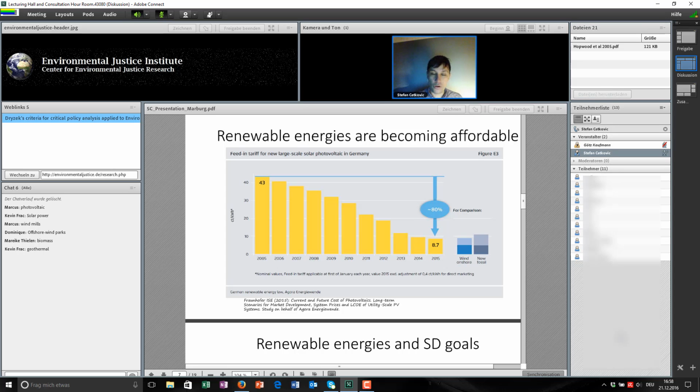And even now, the new auctions for these large solar power plants in Germany and Denmark show that the cost of solar electricity is decreasing further. So the new auctions are showing that the prices were even slightly below 5 cents, so between 5.5 cents and 7 cents per kilowatt hour. So this is a massive reduction of cost, which basically makes these technologies more affordable to a broader population.